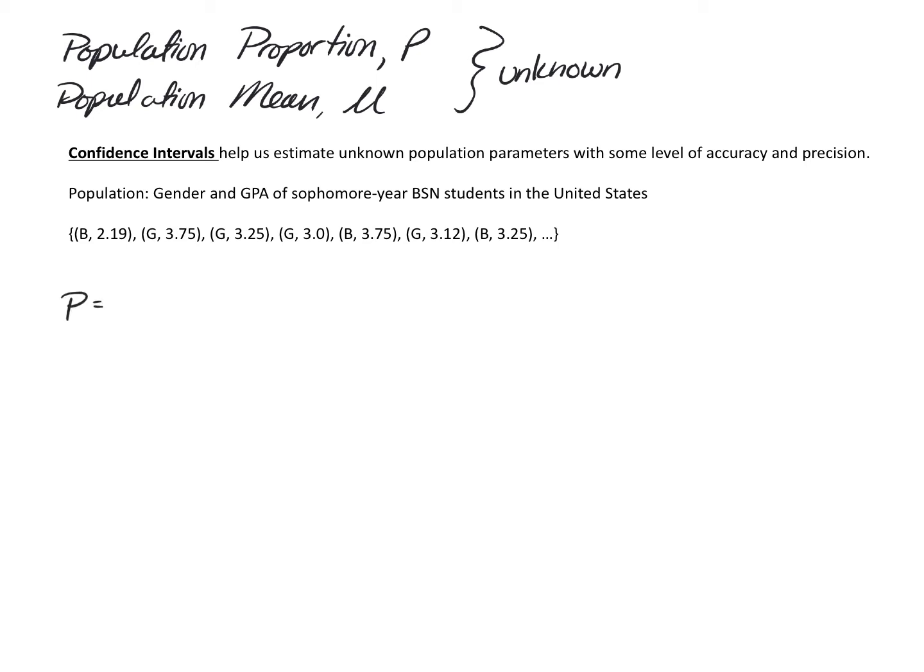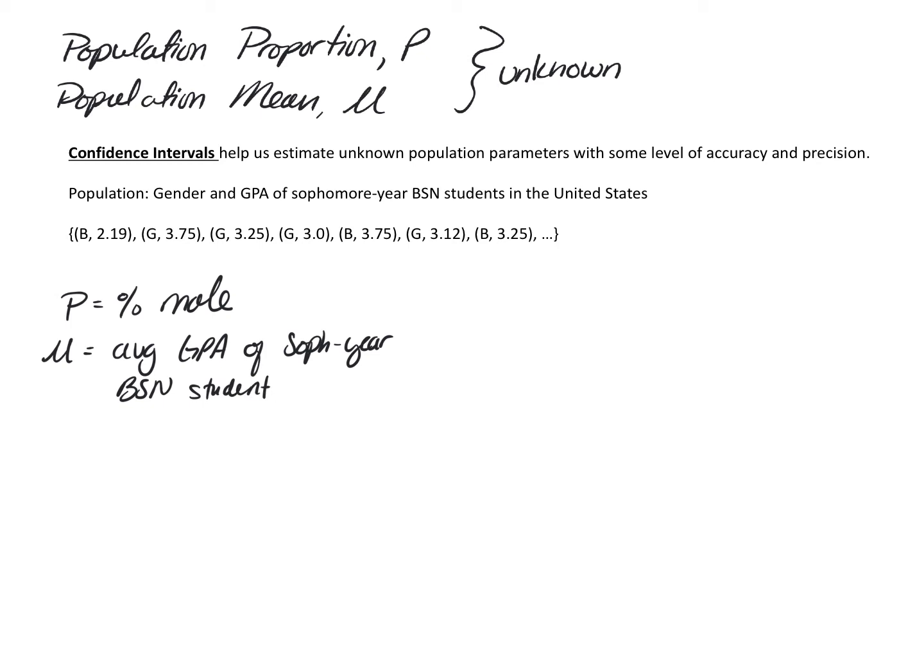So let me call that P. Let's say that this is the percent of students who are male. I'd have to survey every single student in the United States and then figure out what proportion of all of these students are male. That would give me P. And then let's say that I want to know mu, which is the average GPA of sophomore year BSN students. In order for me to get the average GPA, I'd have to collect the GPAs of every single sophomore year BSN student in the entire United States.